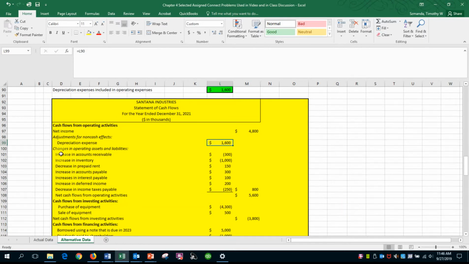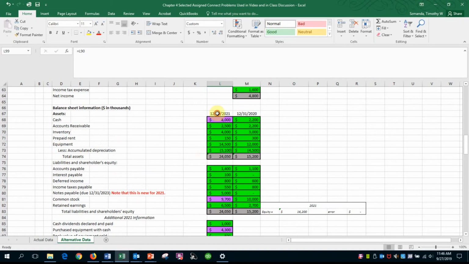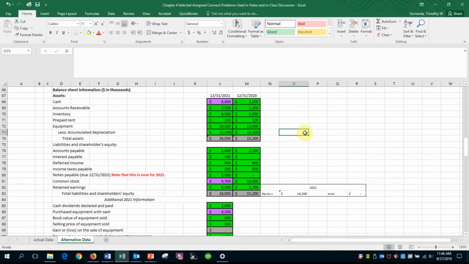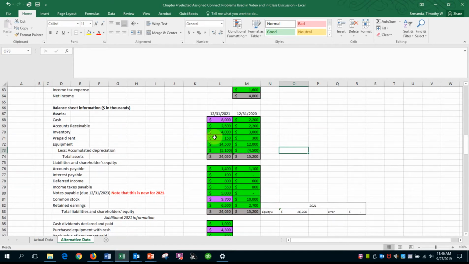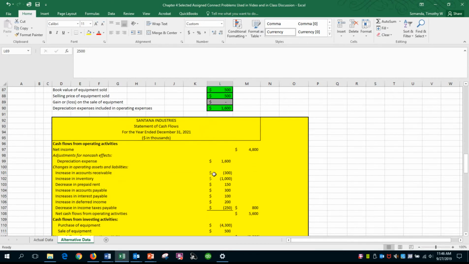The next component is the changes in operating assets and liabilities. That's why they gave us 2 years of data. So we'll compare the 2 years of data for certain accounts. Certainly, cash account is not affected here, but we'll look at the receivables. Receivables changed from $2.2 million to $2.5 million, and that's a difference of $300,000.